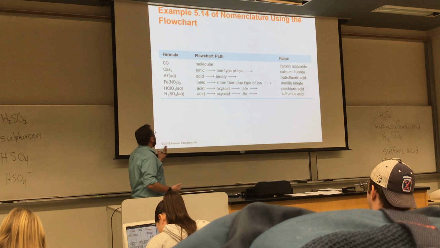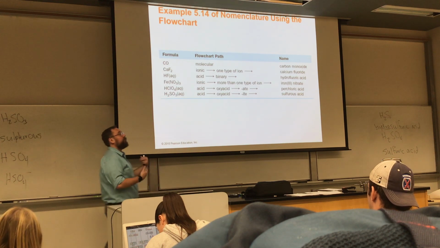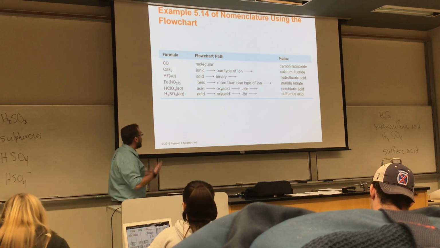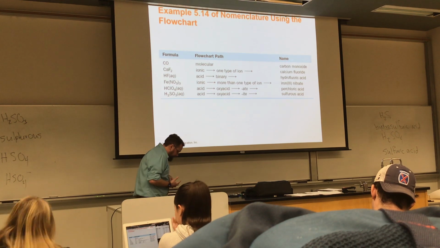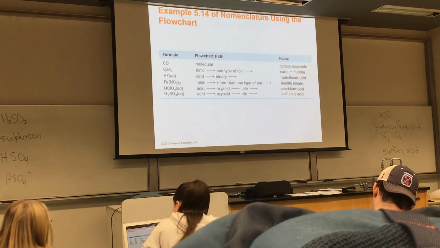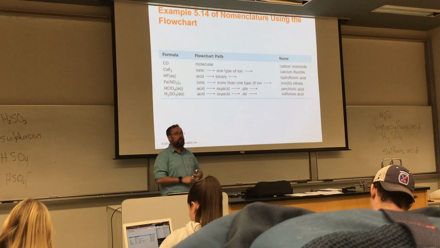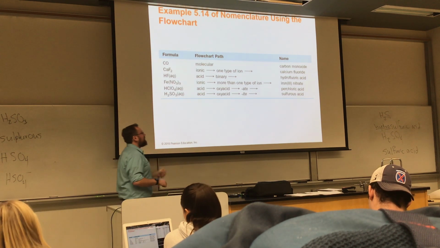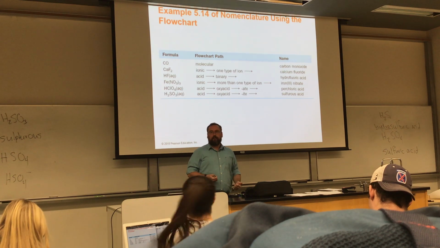HF, we're starting with a hydrogen, so that means it's going to be an acid. So then we ask what type of acid? It's a binary acid, so it's hydrofluoric acid. We need to have that hydro to help us know that it's a binary acid.